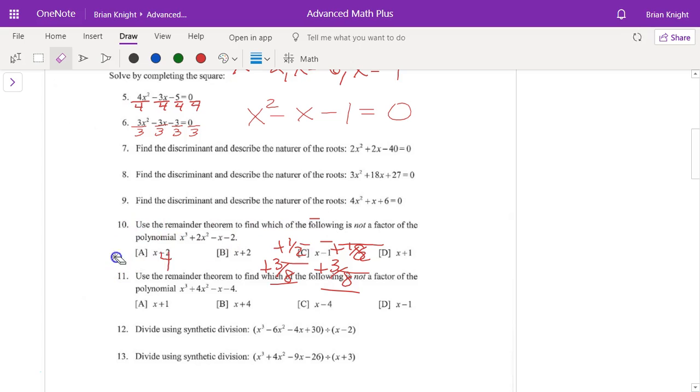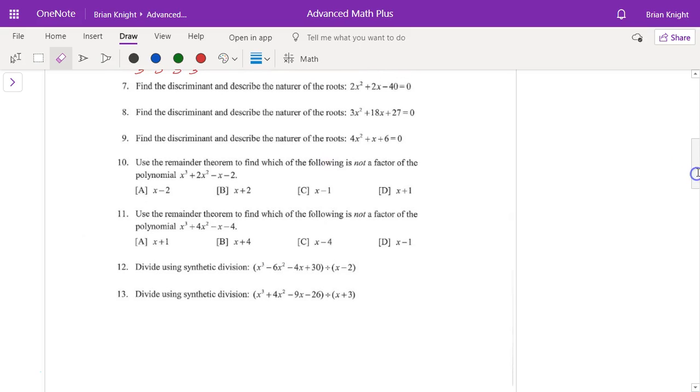7, 8, and 9 are asking for the discriminant. The discriminant, if you've forgotten, is b squared minus 4ac. So literally all you're doing is putting that in. Okay? So here, b squared minus 4 times a times c.